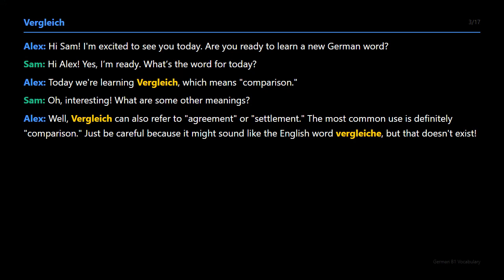Today we're learning Vergleich, which means comparison. Oh, interesting. What are some other meanings? Well, Vergleich can also refer to agreement or settlement. The most common use is definitely comparison.